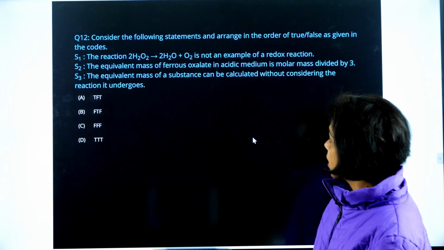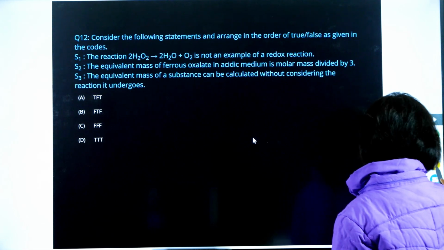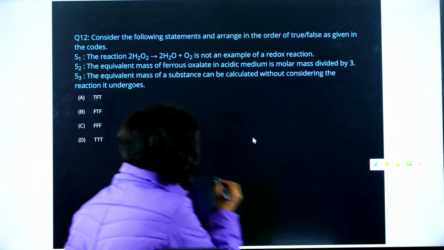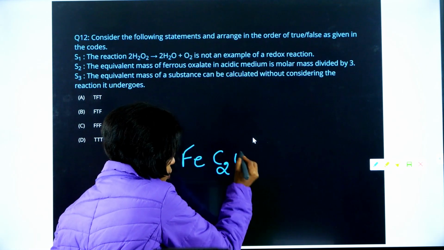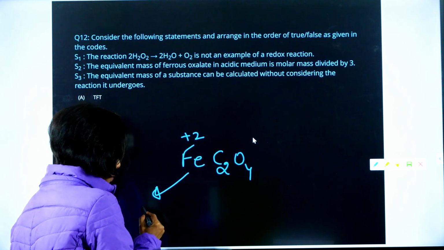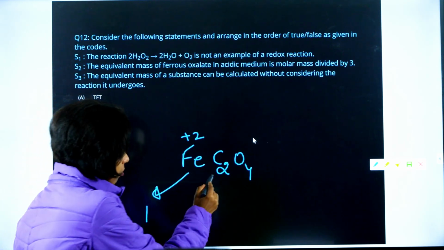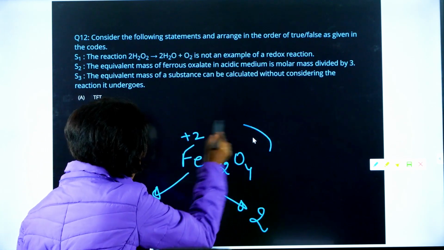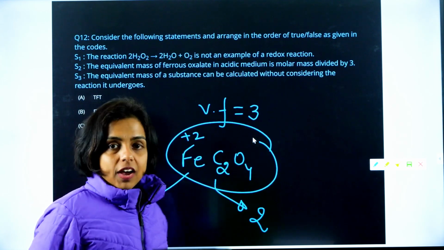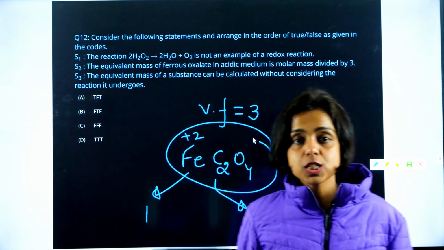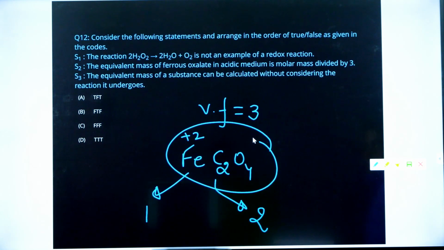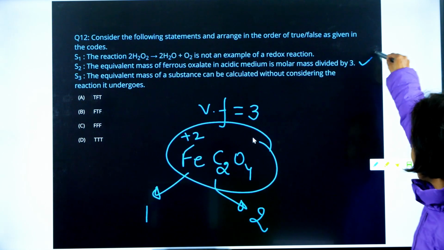The equivalent mass of ferrous oxalate in acidic medium. So if I talk about ferrous oxalate, iron is in +2 oxidation state, right? Ferrous will become ferric, so it will lose 1 electron, and the oxalate will become CO2, losing 2 electrons. So one molecule of this will lose 3 electrons. That means its valency factor is 3. So if I have to calculate the equivalent weight, that is molecular weight by 3. So the equivalent mass of ferrous oxalate in acidic medium is molar mass divided by 3. So this is a right statement, guys.